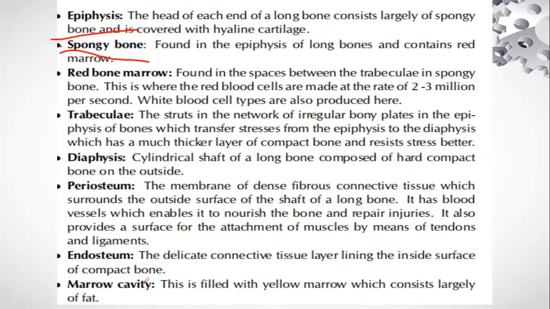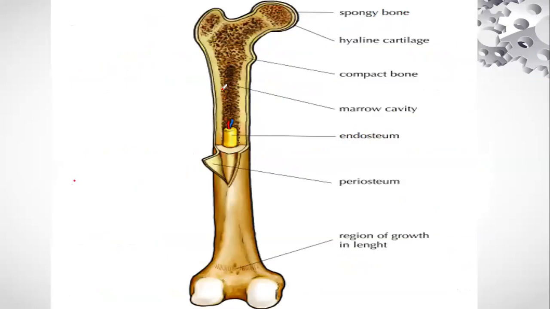Okay, so here the marrow cavity is filled with yellow marrow, which consists largely of fat. You find all of these ones here. Like if you look at the red bone marrow found in spaces between the trabecular and spongy bone, this is where the red blood cells are made. And if you look at the amount of red blood cells that are made per second, it's like 2 to 3 million per second, which is probably every time that our heart beats.